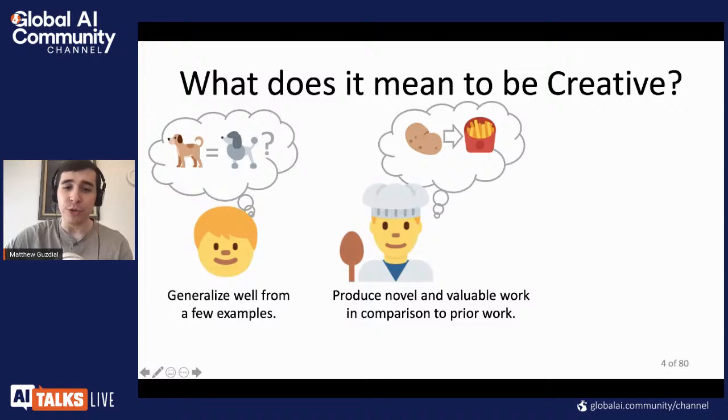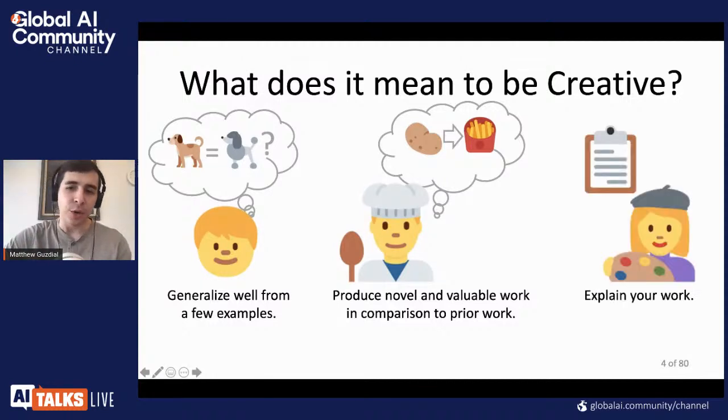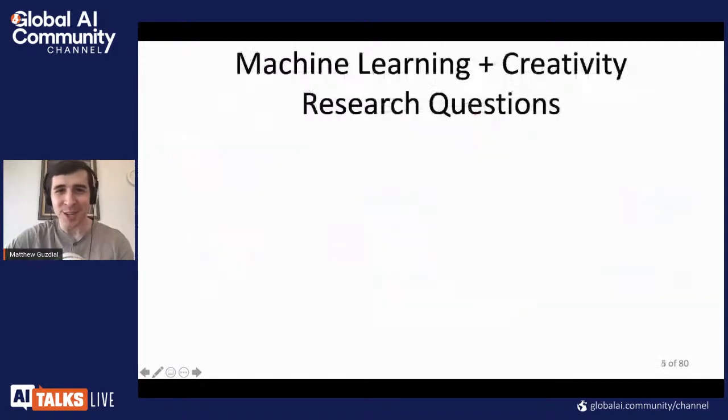We should be able to produce novel and valuable work in comparison to prior work. The famous example here is the invention of French fries, the invention of a new thing entirely out of the constraints of something old. And the ability to explain your work. Many creative people, particularly artists, have to explain their work through things like artist statements, talking about their work, through criticism, these kinds of things. So these are the kinds of features that I'm fairly clearly making a parallel to the kinds of features we would like to see in machine learning systems.